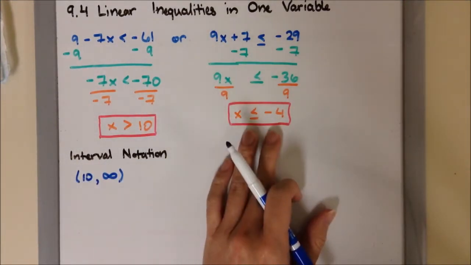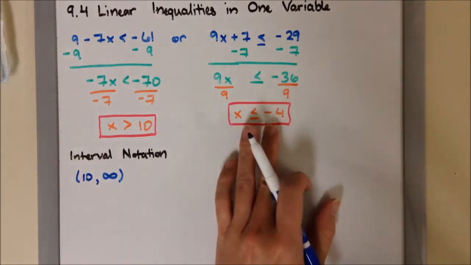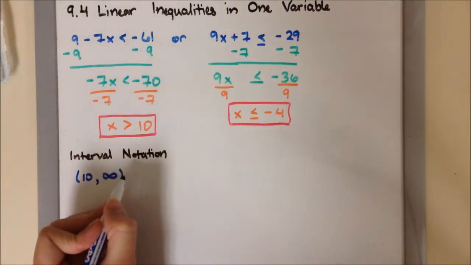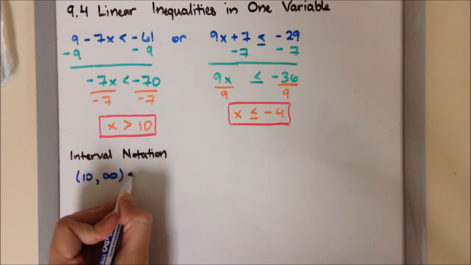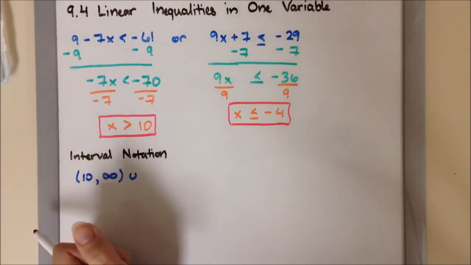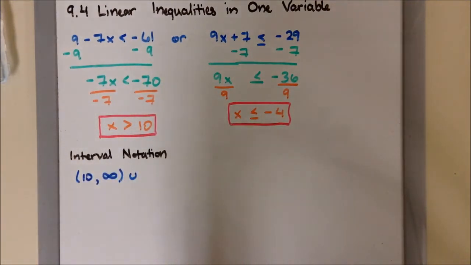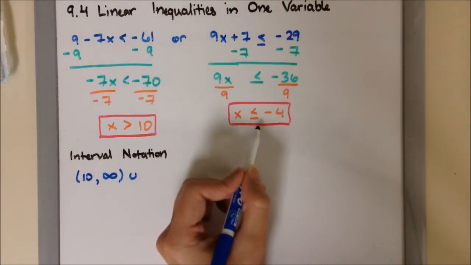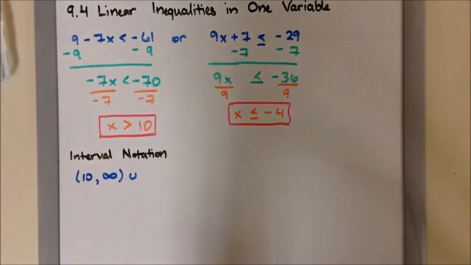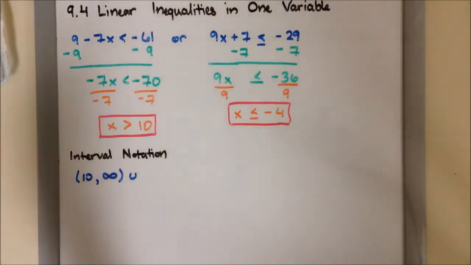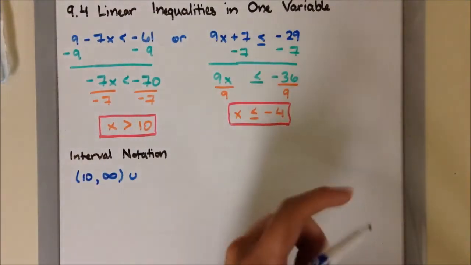And then we have another one over here. Since we're using that one, I'm going to use the union symbol, saying that it could also be a solution here. It says x less than or equal to negative 4, so any numbers that are less than negative 4, negative 5, negative 6, negative 7, and so on. So basically it's going to be between negative infinity and negative 4.